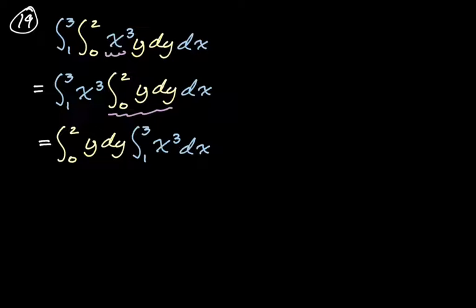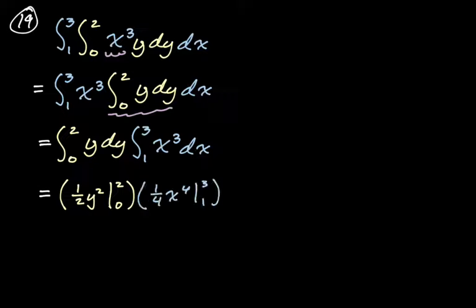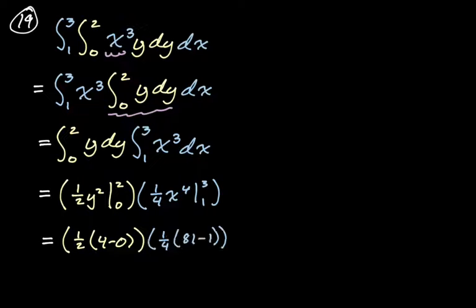So we have the integral from 0 to 2 of y dy times the integral from 1 to 3 of x cubed dx. This is like Calc 1 now, so I'm going to just kind of blow through it a little, right? So plus 1 times the reciprocal, and then we're going from 0 to 2. And then plus 1 times the reciprocal, so 1/4 x to the 4th, going from 1 to 3. And then we evaluate. So when you plug in 2, you get 4. When you plug in 0, you get 0. And then 1/4, when you plug in 3, you get 3 to the 4th, which is 81, minus 1. And you can simplify this to just 2 times 20, which is 40.